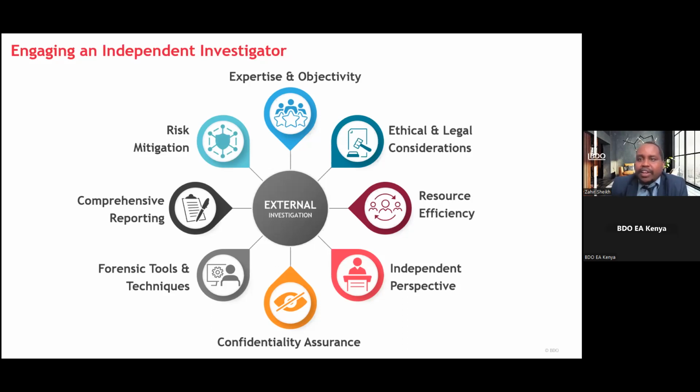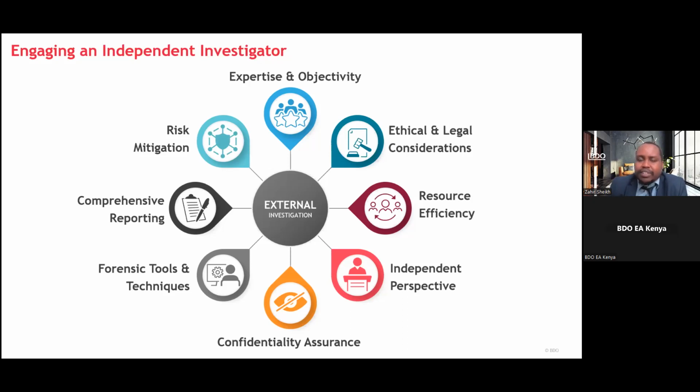They also provide an independent perspective because they may uncover issues that may not be initially apparent to the internal personnel, and they offer a very fresh perspective that can reveal any hidden aspects of the suspected fraud.